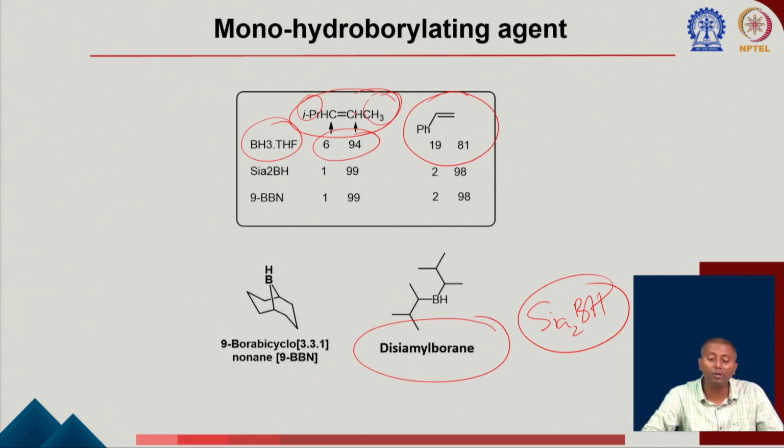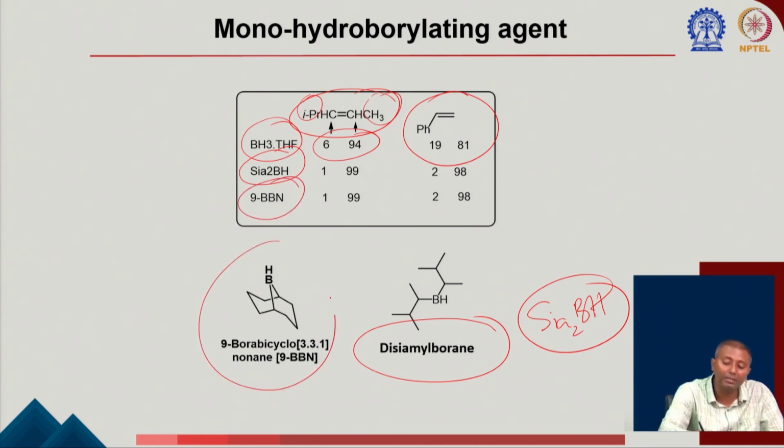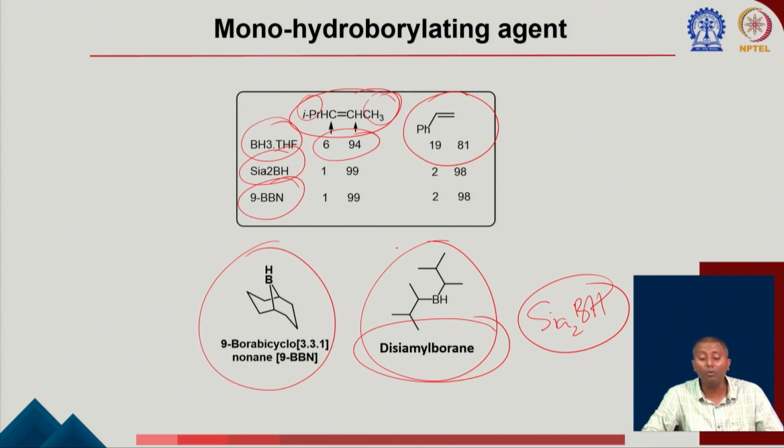Now we can see, once you change the boron to the Cl borane or the 9-BBN, that is, once you bring in this bulkier boron reagent, what is happening here? Now you can see the difference of isopropyl versus methyl. The difference of isopropyl versus methyl is now predominating here.